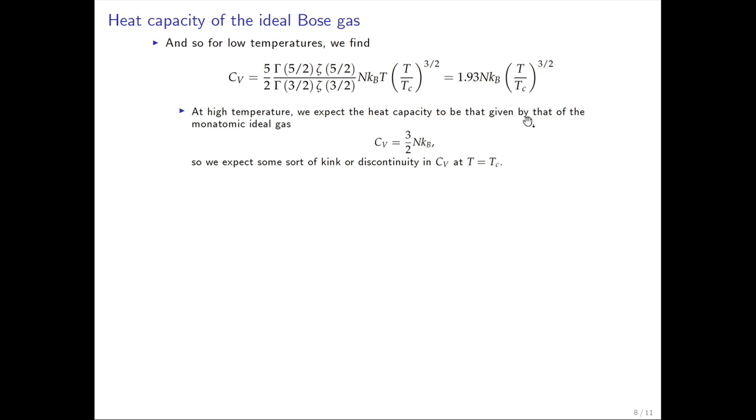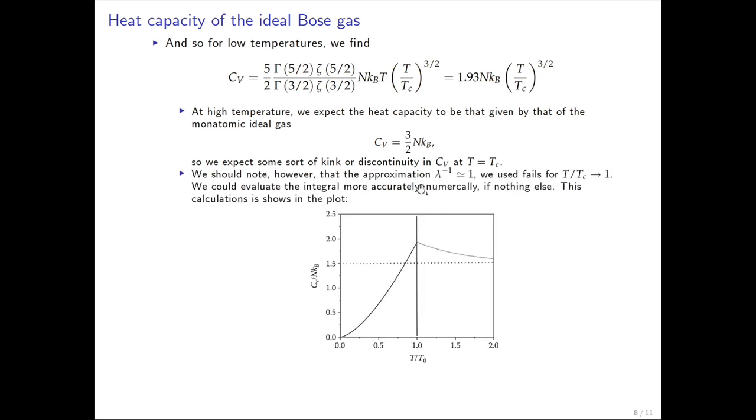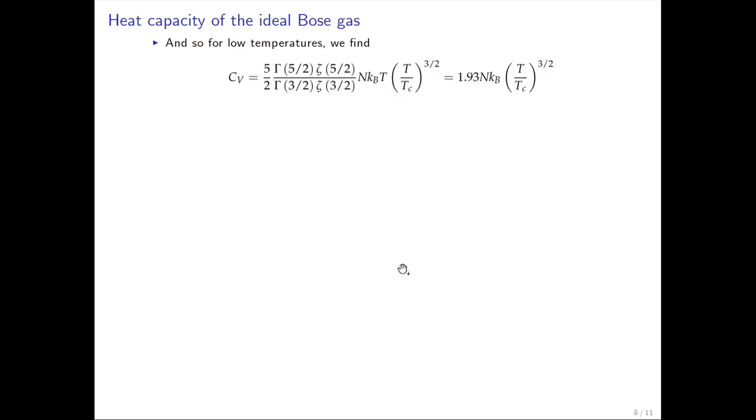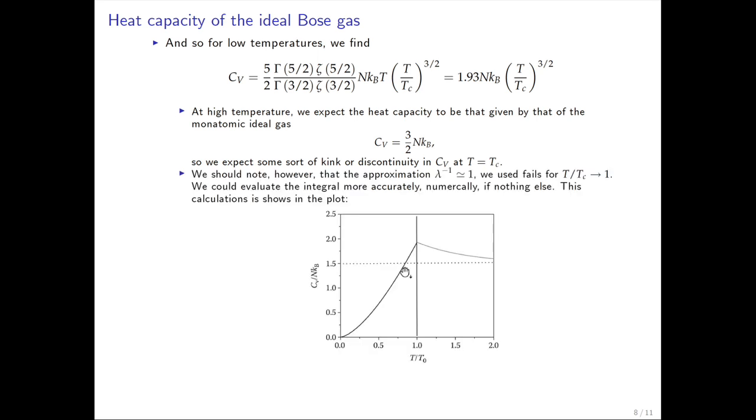So on the basis of this argument, we would expect some sort of kink or discontinuity, or maybe both, at this critical temperature. But we have to be careful, as I said, because this approximation of the inverse fugacity being 1 actually fails when the temperature T over Tc goes to 1. It's not quite good for that. But it's no problem. We just have to evaluate this integral here more precisely. And you can always do that numerically.